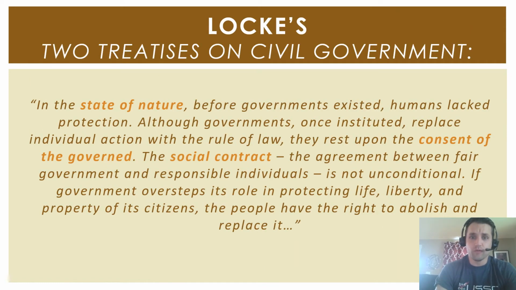So this is a quote from one of Locke's writings. It's called Two Treatises on Civil Government. I just want to read you guys this clip because it's so important to understanding how John Locke sees this idea of government. So he says, in the state of nature, before governments existed, humans lacked protection. So just stopping right there. He says, once upon a time, we as humans didn't have governments. And because we didn't have a government, we lacked protection. There was nobody keeping us safe.